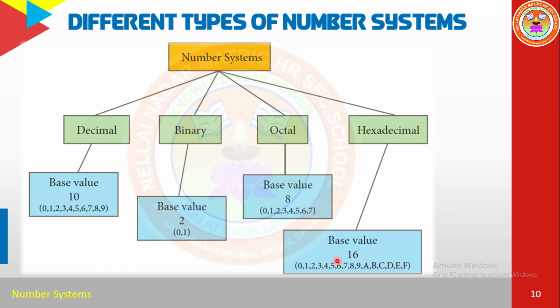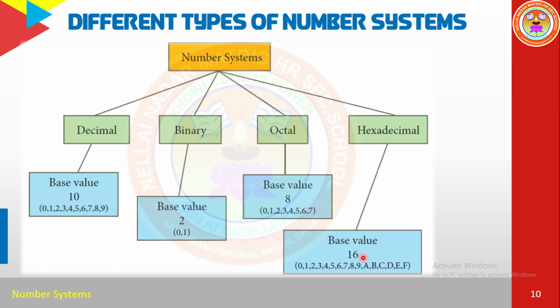So right from 0 and ends with F. Totally 0 to 15, which is 16 values. So the base value of hexadecimal is 16. For 0 to 9, you mention the same numbers. After 9, number 10 is calculated as alphabet A, B is 11, C is 12, D is 13, E is 14, and finally F. So 0 to F, 0 to 15, totally 16 values. So the hexadecimal number system's base value is 16. You understand, my dear students?